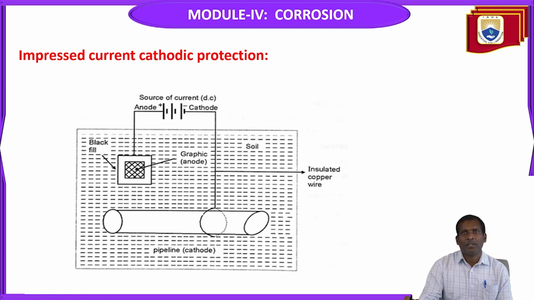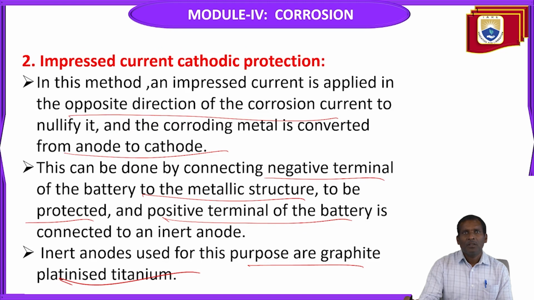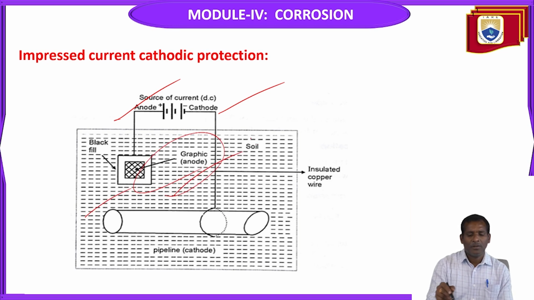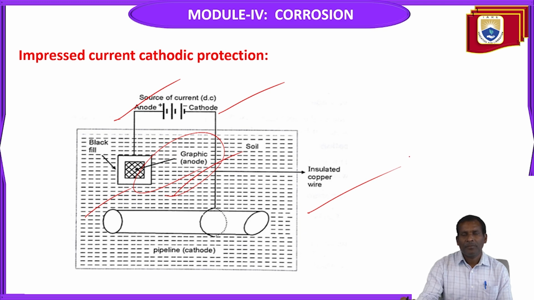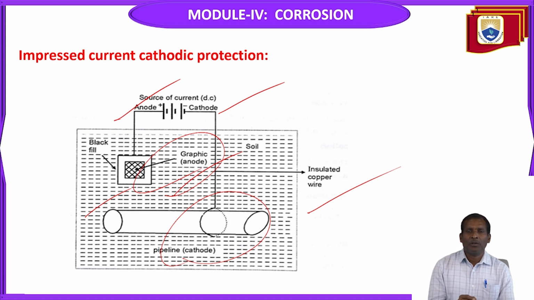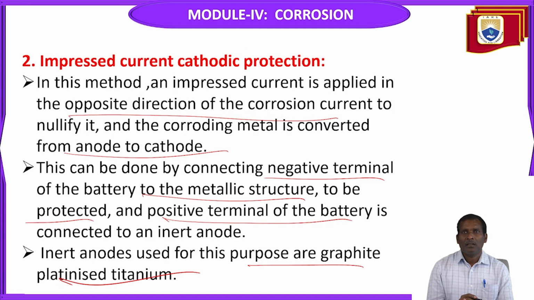Impressed current cathodic protection is shown in this diagram. In this method, the impressed current is applied in the opposite direction of the corrosion current. See here the source of current, an anode and a cathode. The graphite is the anode, along with the insulated copper wire and the pipeline shown in this diagram. This is the protected pipeline. Here also the protected structure acts as a cathode, but with the impressed current applied in the opposite direction of the corrosion current.